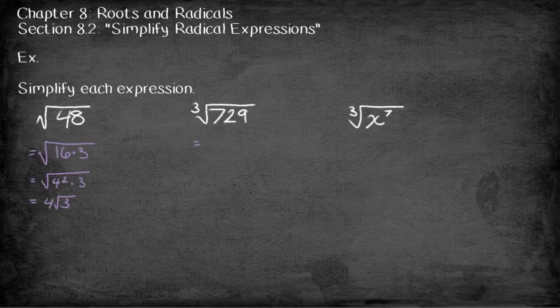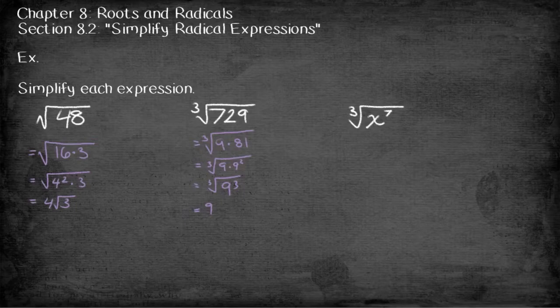Here we have the cube root of 729. Well, I don't know, but I do know that 729 is 9 times 81. And 81 is 9 squared. So actually, our answer is just going to be 9. How about that?